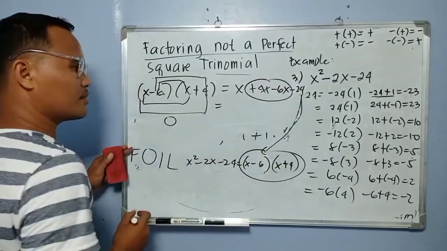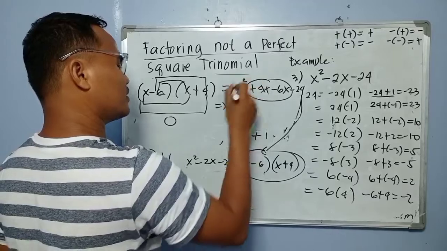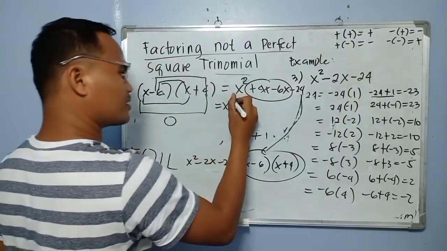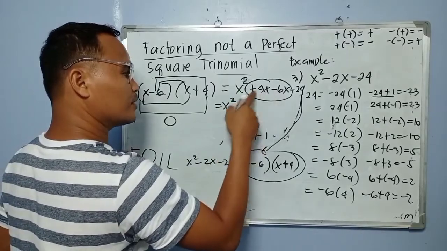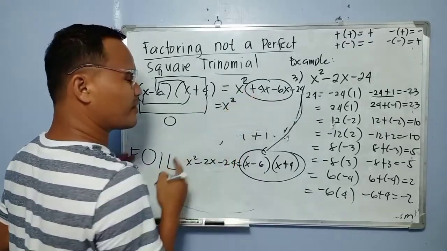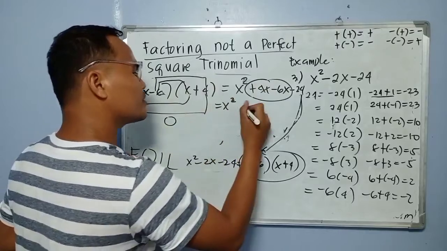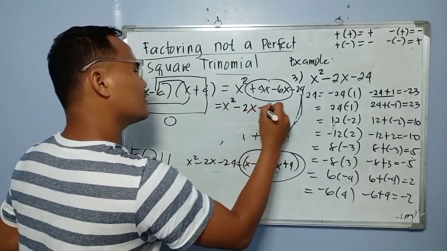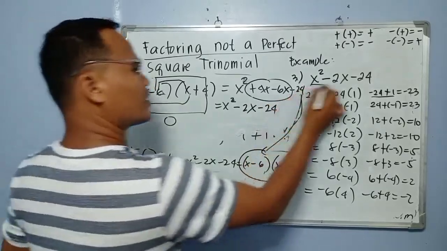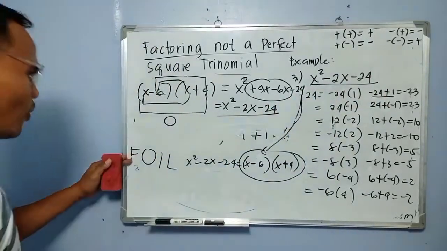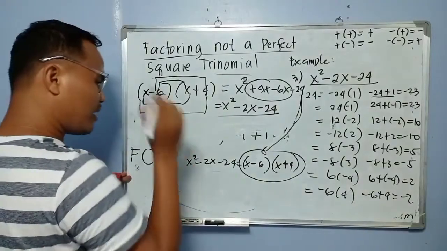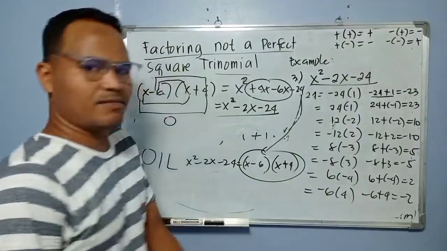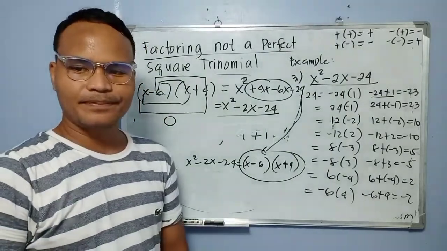Combine like terms. These two terms are like terms. So x times x is x squared. Copy x squared. We're going to subtract because the two numbers have different signs. So 6 minus 4 is 2, and the sign of the bigger number is negative, so we have negative 2x. Copy minus 24. Are they correct? Yes, correct. So therefore, x minus 6 and x plus 4 are factors of x squared minus 2x minus 24.